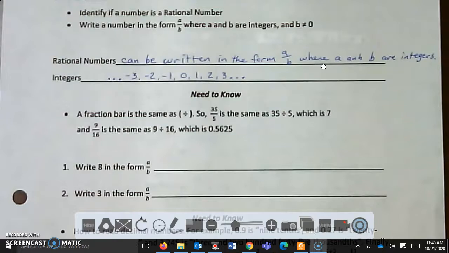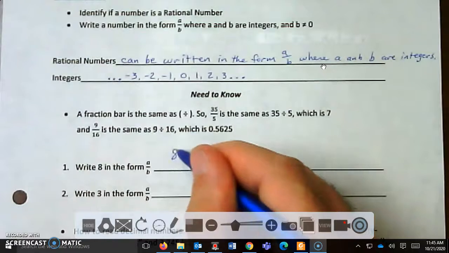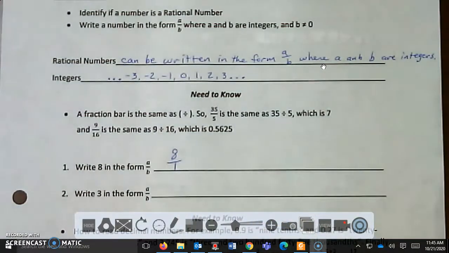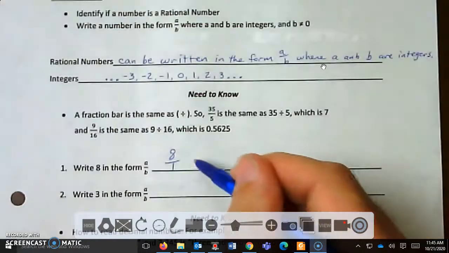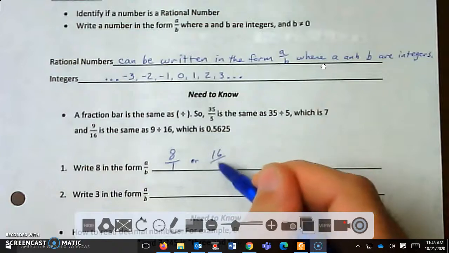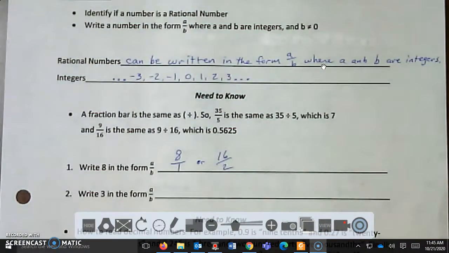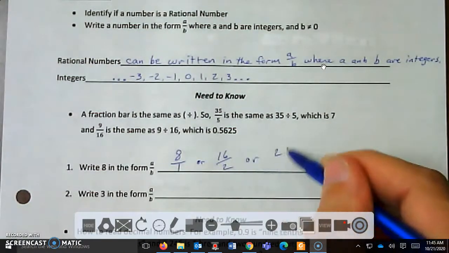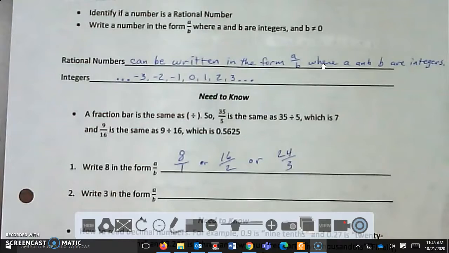So number 1 just says write 8 in the form a over b. There's lots of possible answers. Simplest thing to do is just put 8 over 1. I'm done. Now you can come up with other ones. Can you think of any other fractions that mean 8? Maybe 16 over 2, or 24 over 3, and on I could go. But you only need one of them.